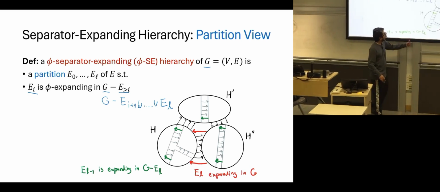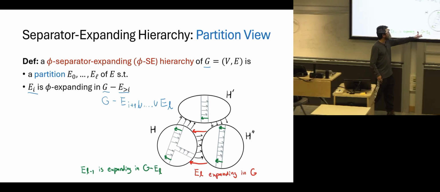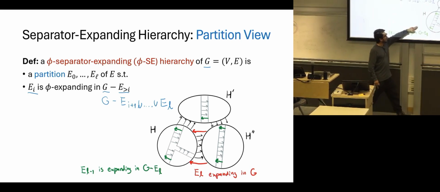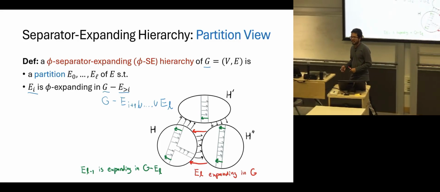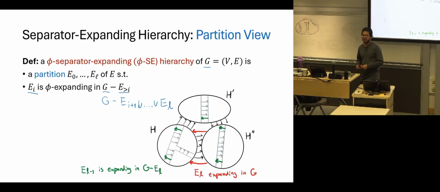So this is the case here when EL minus 1 is expanding in G minus EL. EL minus 2, when you recurse on each component here, it's going to be expanding in G minus EL minus 1 and also when you remove EL.